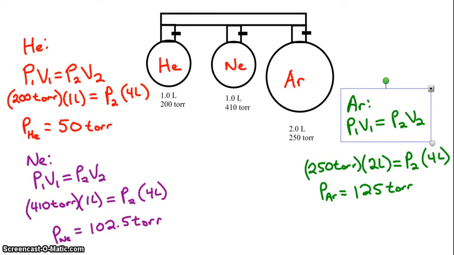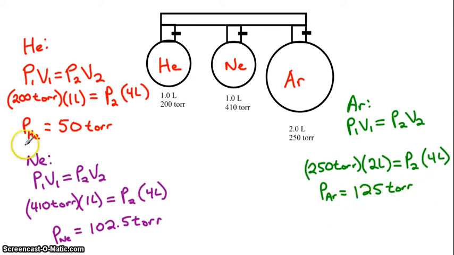Calculating the partial pressure of argon once all the stopcocks are opened, the argon is going to escape from its initial 2 liter volume flask and diffuse into the adjacent flasks. The initial pressure of the argon is 250 torr. The initial volume is 2 liters. The final pressure, we don't know. We're going to calculate that using Boyle's law. The final volume is 4 liters. Solving for P2, the pressure of the argon is 125 torr.